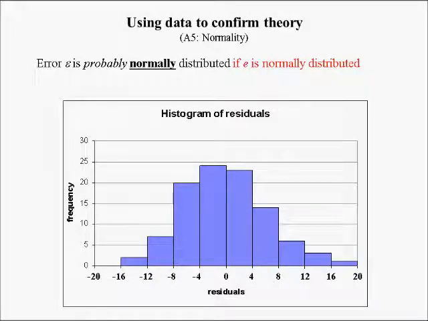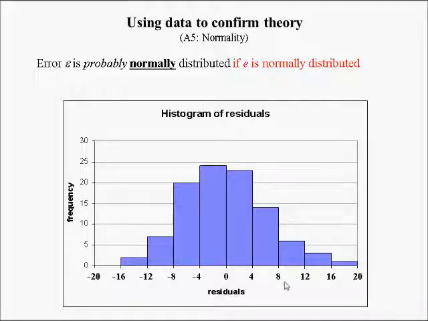Now we want to check for normality. The error is probably normally distributed if the residual is normally distributed. And this is a histogram of the residuals. I have what looks like 2 residuals that are between -16 and -12. 7 of the residuals look like they're between -12 and -8. 20 are between -8 and -4. 24 are between -4 and 0. 23 are between 0 and 4.